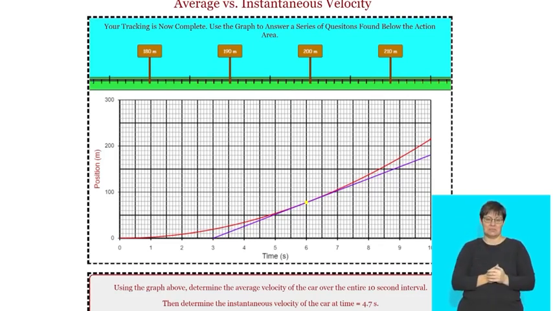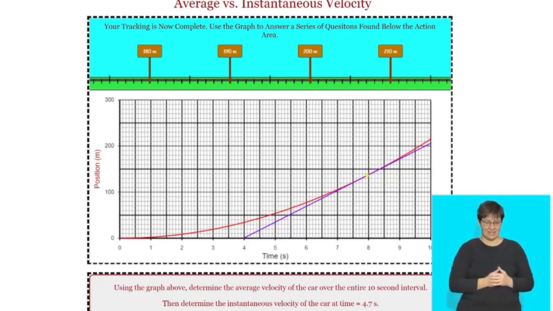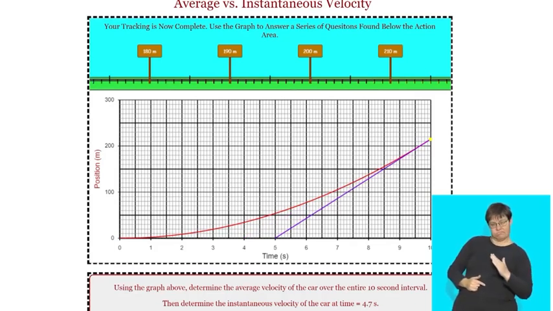If I go to 8 seconds, can you see the gradient has changed? This has become more steep, which is what we expect because it's getting faster. I get there, and it's even steeper. So as we go, this straight line gets steeper and steeper and steeper.